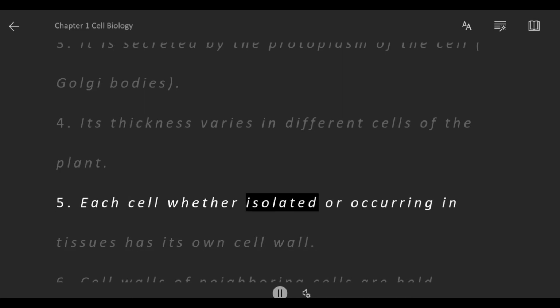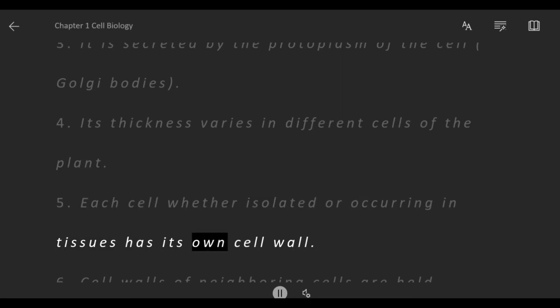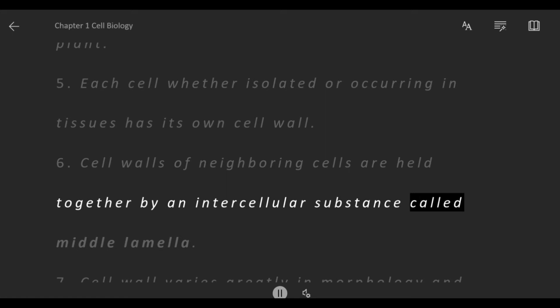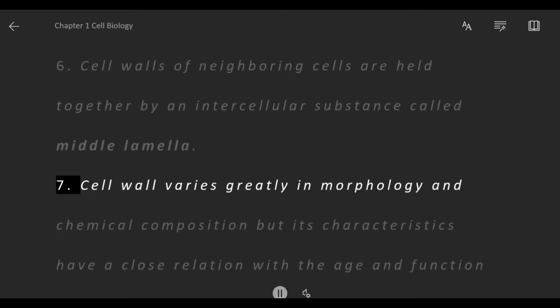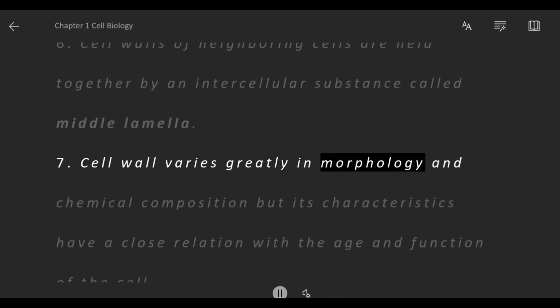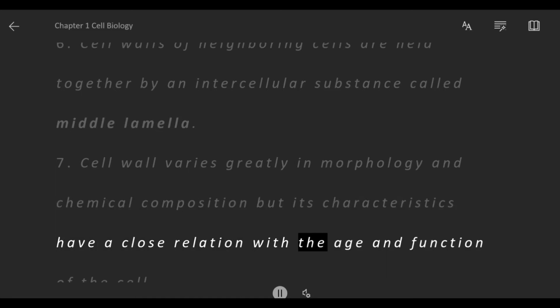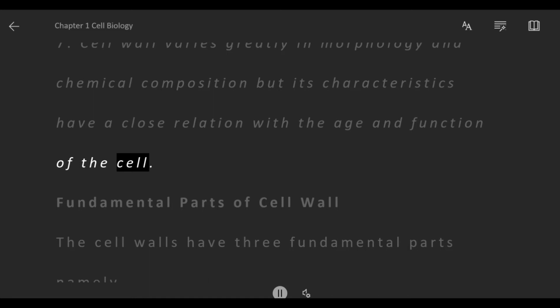5. Each cell, whether isolated or occurring in tissues, has its own cell wall. 6. Cell walls of neighboring cells are held together by an intercellular substance called middle lamella. 7. Cell wall varies greatly in morphology and chemical composition, but its characteristics have a close relation with the age and function of the cell.